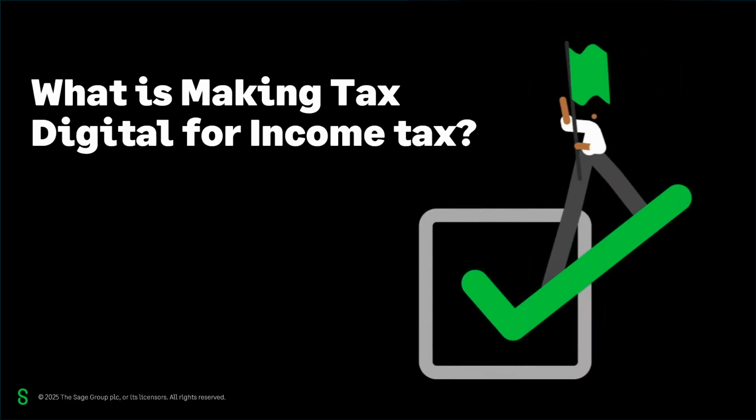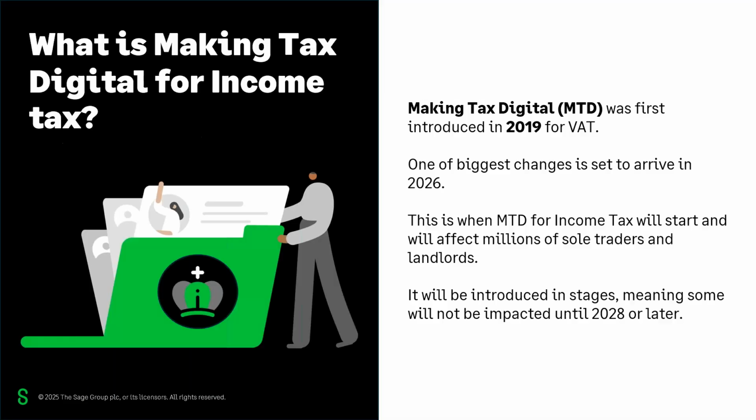So what is Making Tax Digital for Income Tax? Well, firstly, Making Tax Digital was first introduced in 2019 for VAT. But it's 7 years later, in April 26, when arguably one of the biggest changes is set to arrive. Making Tax Digital, also known as MTD, for Income Tax will affect millions of sole traders and landlords. Now, it's going to be introduced in stages, and we'll come on to that in just a moment, but you may have more time than you think. However, we are encouraging you to prepare now, so when the time comes, you have already got your ducks in a row.